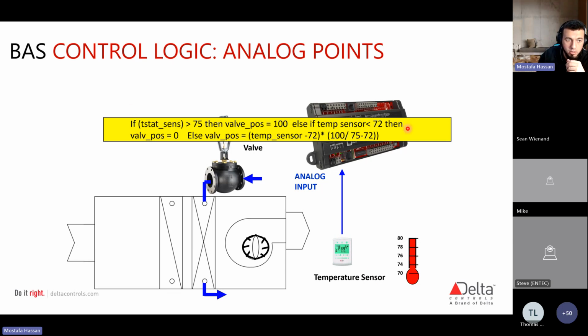Here is your code that's going to go into the controller. If the temperature sense is larger than 75, then turn the valve position to 100, right? I don't think you really need 100, but in this case, we're going to turn off the valve all the way. Else, if the temperature sensor is less than 72, then keep the valve closed. Then valve position is 0. Else, valve position is a whole code that's going to be there for the rest of the program, the rest of the building, just to measure what's going on in the space.